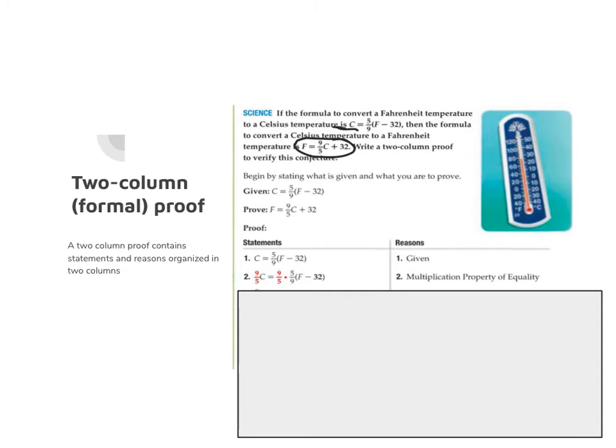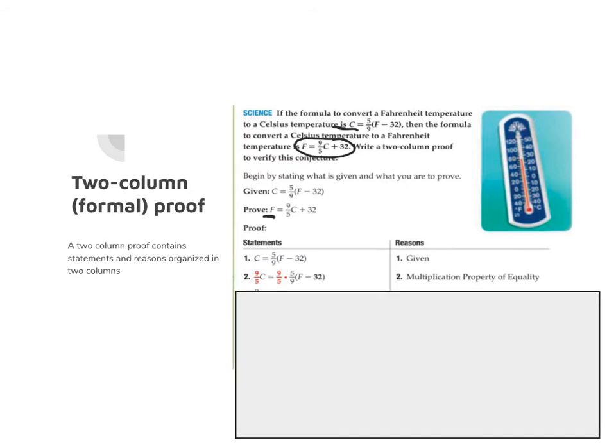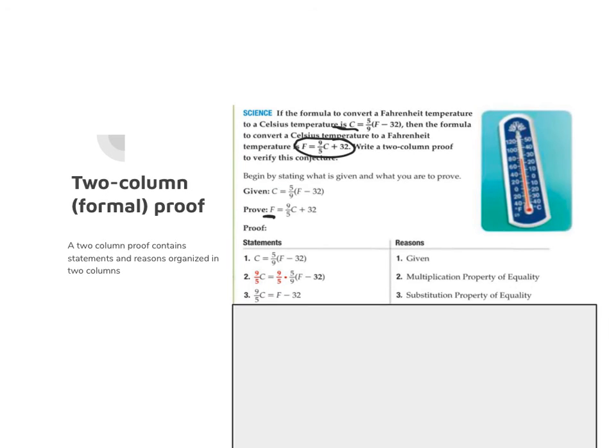And then we need to go about trying to isolate our F, as we see up here. That's our goal, to get F on one side. So we're going to use our multiplication property of equality. We're going to refer back to that table. Sorry. And then again, recall our substitution property of equality.